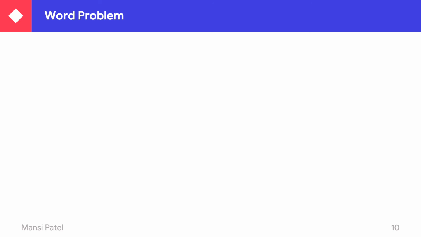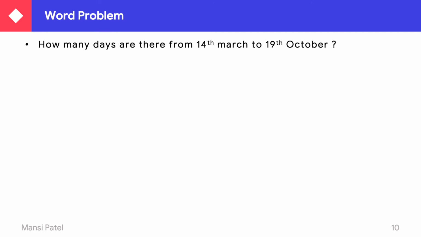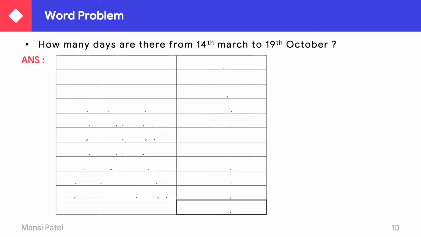Let us see another one. How many days are there from 14th March to 19th October? In this word problem, we have to find out the number of days, from 14th March to 19th October. So on one side you write the statement and on the other side you write the days. The days left in March: total number of days in March is 31. From this 31 we have to subtract 13. Why do we have to subtract 13?